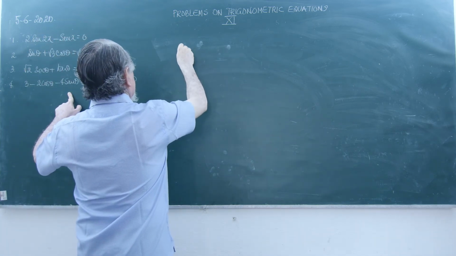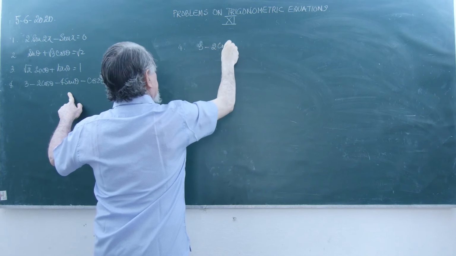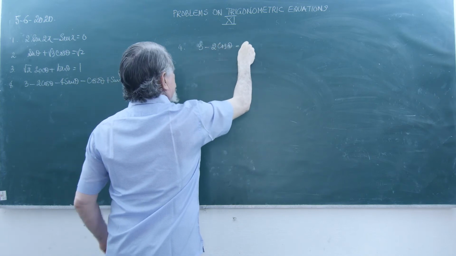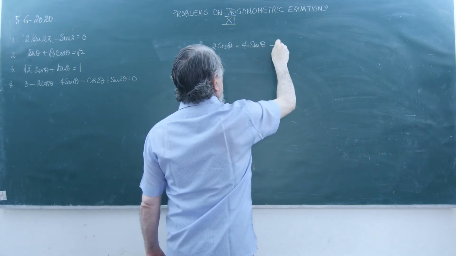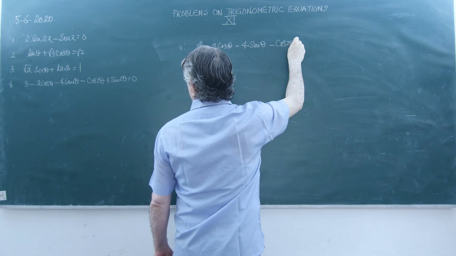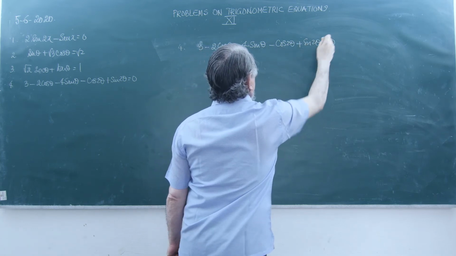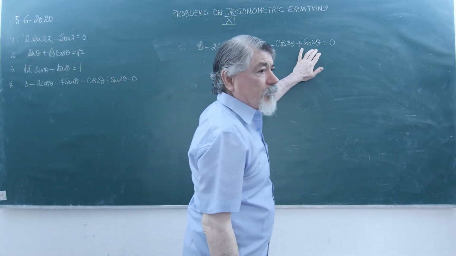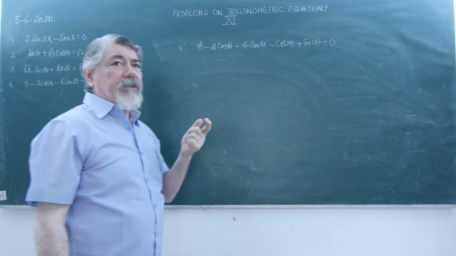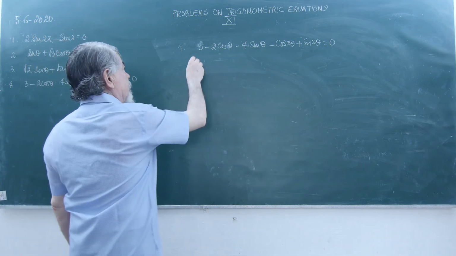3 minus 2 cos theta minus 4 sin theta minus cos 2 theta plus sin 2 theta is equal to 0. Now again, here it is cos 2 theta, it is sin 2 theta. I need to convert them into either sine theta or cos theta. How will I do it?